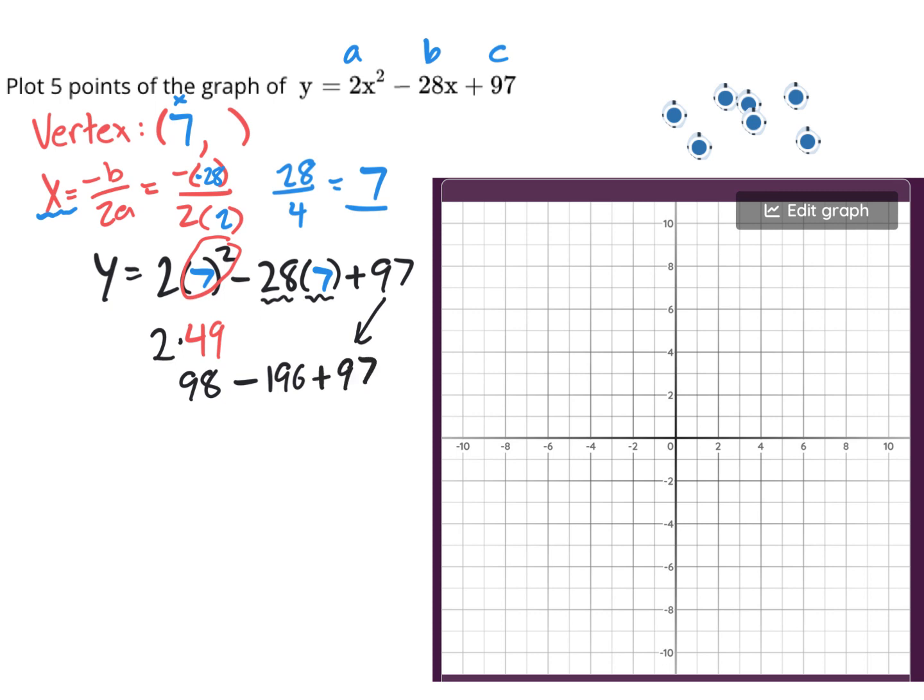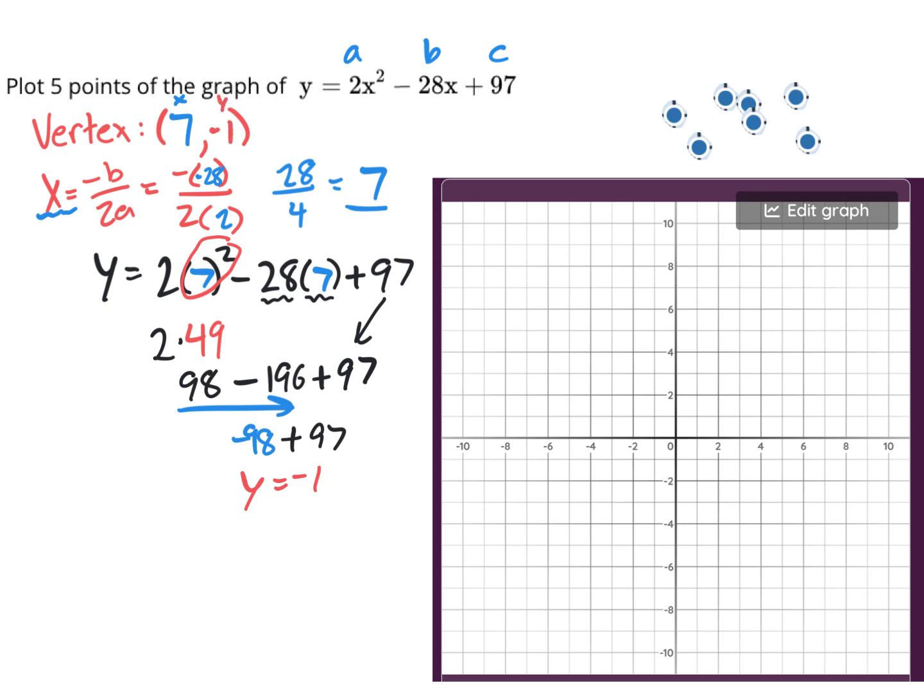And now it's just a question of adding and subtracting from left to right. So you could actually type it all in on the calculator. 98, take away 196 on the calculator gives me a negative 98. And negative 98 plus 97, that'll give you a negative 1. So your vertex y value is negative 1. Again, we did the work, we got y equals negative 1. So our y value of the vertex is negative 1.